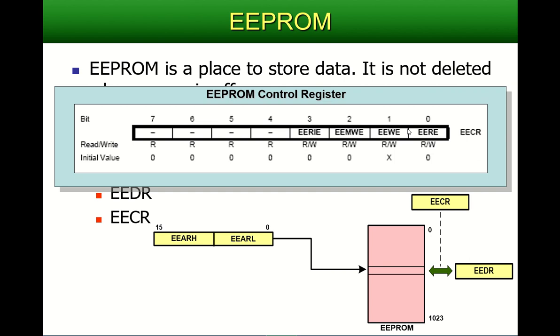Then again, bit number 1 and bit number 2, this MWE is the master write enable, and the write enable works together. So if I want to write data, I must take this master write enable bit and make it 1, and within 4 clock pulses I must also write the data by making this bit a 1. Normally directly after the master write enable is a 1, you will make this one a 1, because 4 clock pulses later the master write enable will in any case return back to a 0, and this is also where you can check to make sure that your write has been completed.